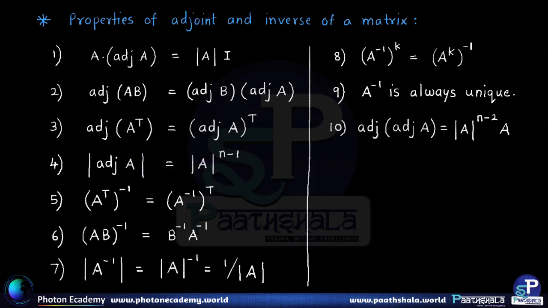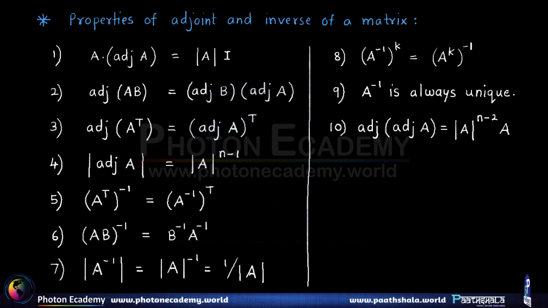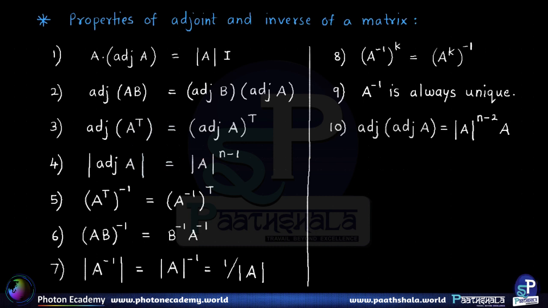Then the eighth property is whenever we raise the A inverse to some power k, then that is equivalent to taking the inverse of A raised to k. Here also raising to the power k and taking the inverse, these two operations can be interchanged. Okay, ninth is an important result, that is it's saying that A inverse is always unique. That means for any given matrix we will always have a unique inverse. There cannot be more than one inverse for a given matrix. And lastly we have adjoint of A is equal to determinant of A raised to n minus 2 multiplied by the matrix A.